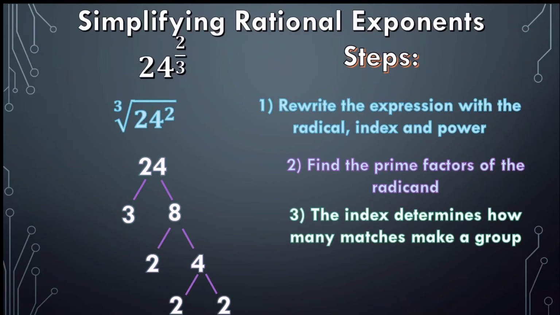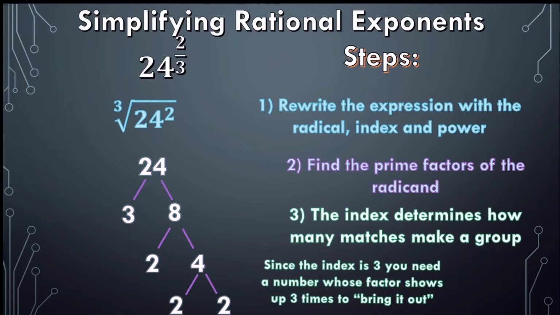So we need to make a group. That index is going to tell you how many you need. So in this one, my index is 3. So in order to make a group, I need 3 of something. Okay? So since my index is 3, I need numbers whose factor shows up 3 times. That's what I'm going to bring out. And you'll see what I mean by this in a minute. Okay?